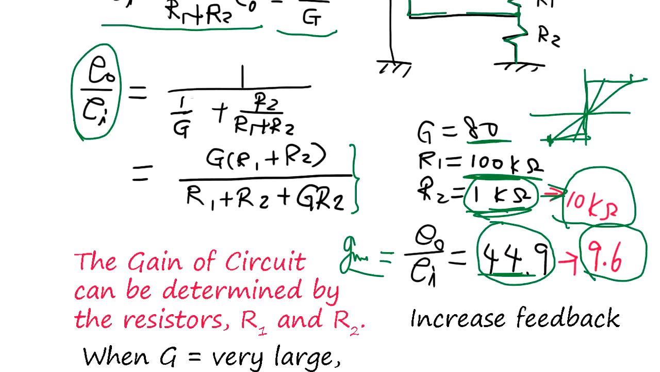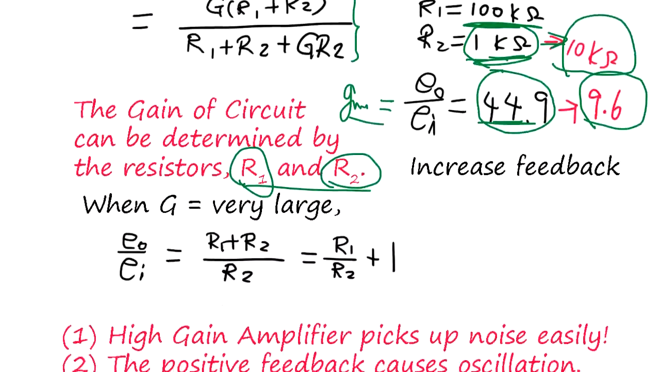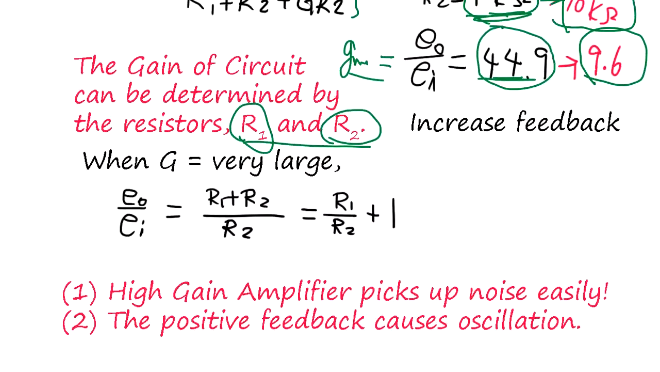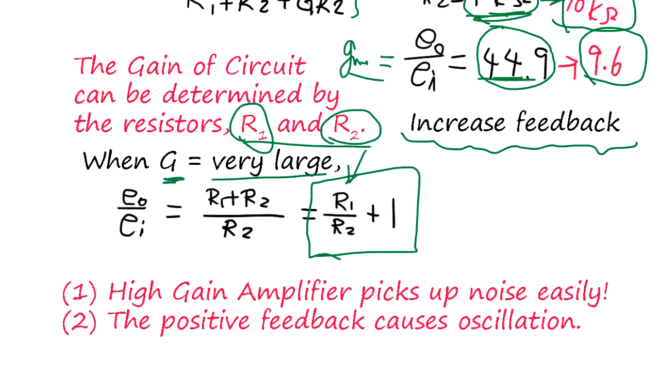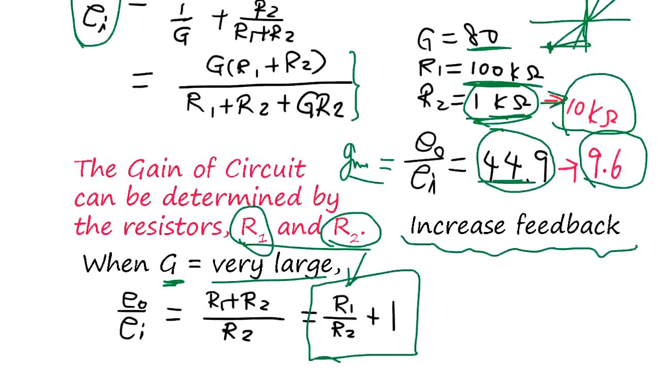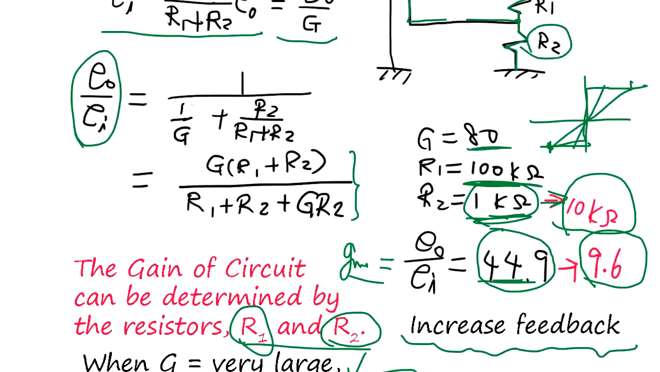The gain of the circuit can be determined by the resistors R1 and R2. So this is a normal op-amp application. If you ever use the op-amp in your circuit design, this is how you control the actual gain, because G is very large and the gain is determined by the resistors. So depending on how much feedback you increase, in this case R2 is a feedback, you increase negative feedback, the gain drops.